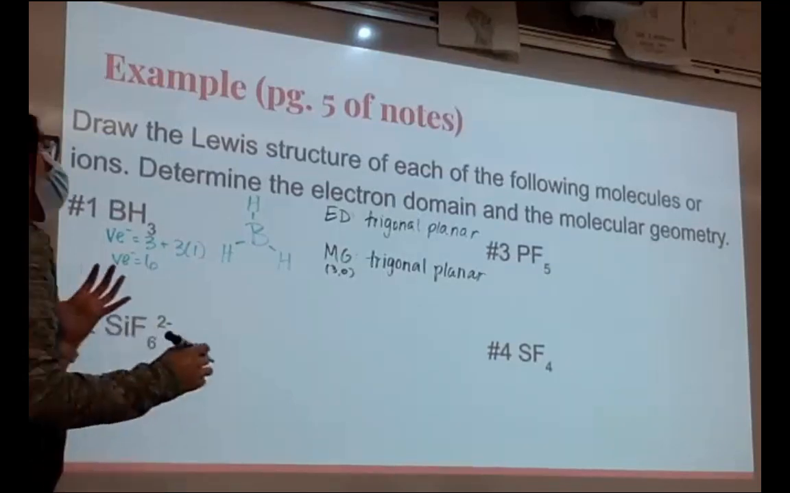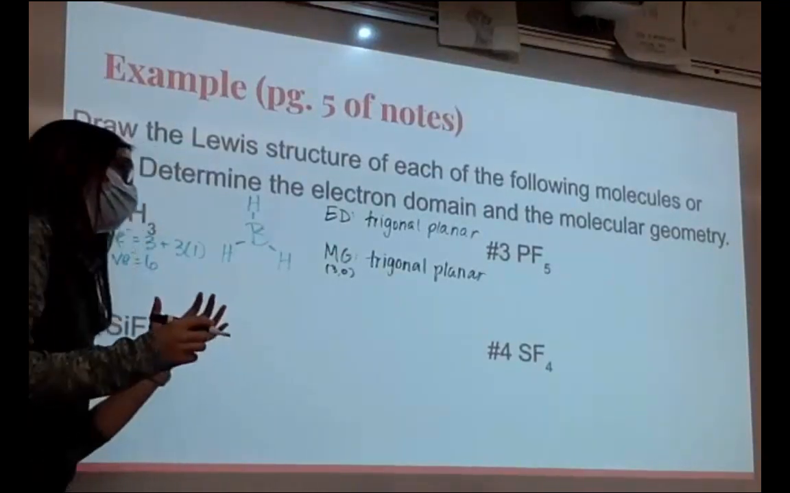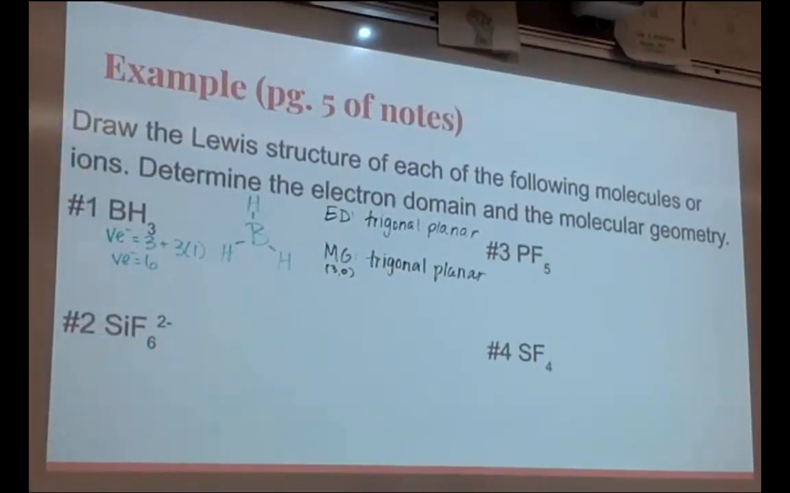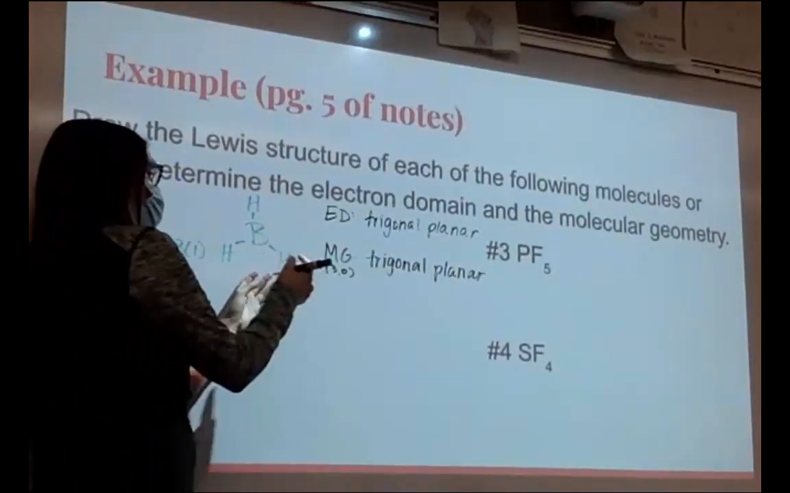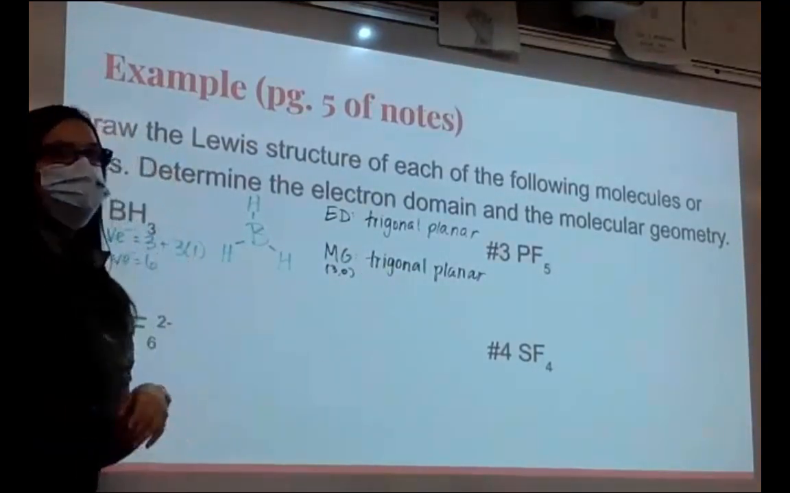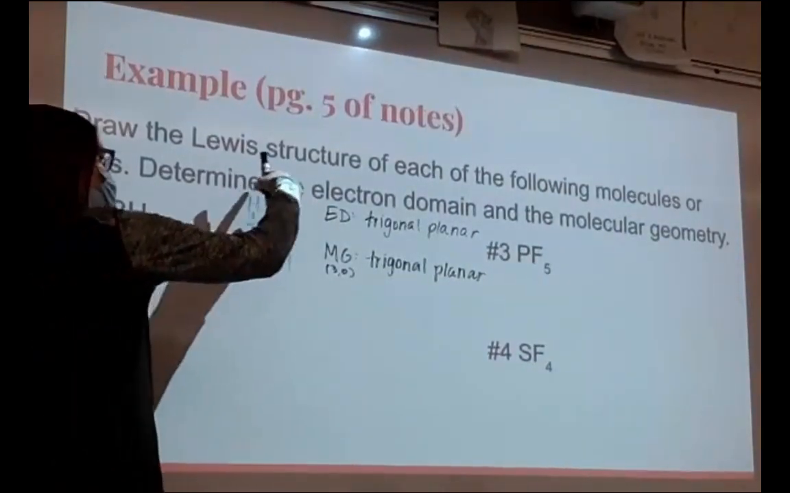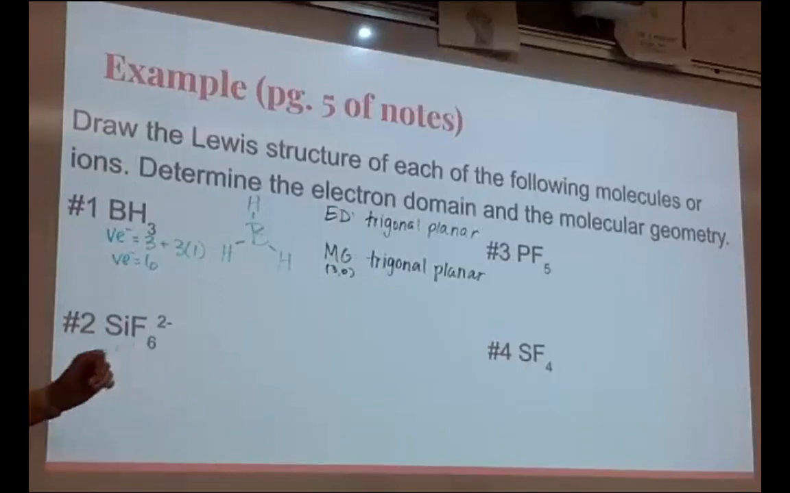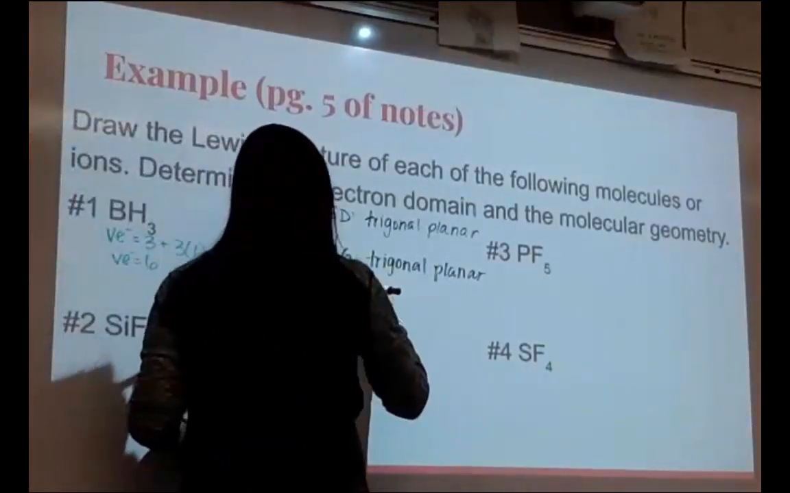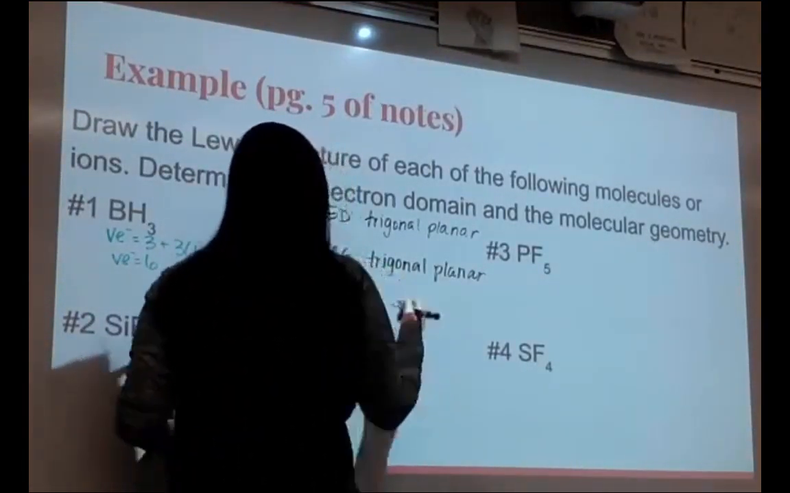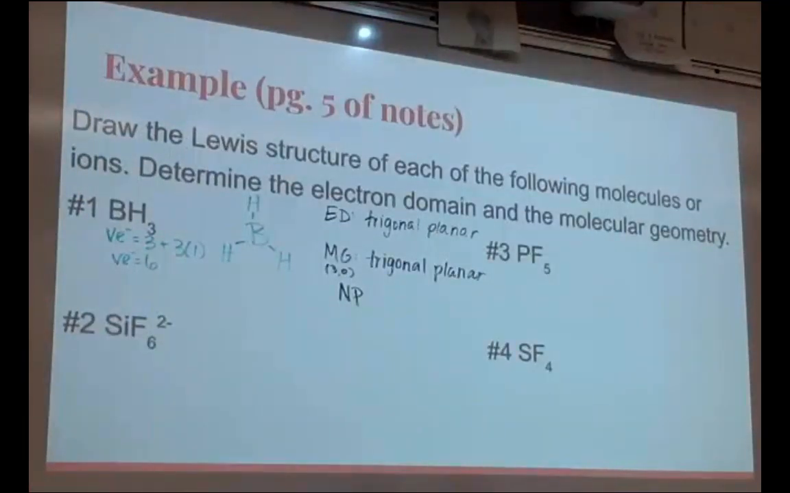Then we'll finally look at whether it's polar or not. When it comes to polarity, first you have to have polar bonds. None of these bonds are polar because boron and hydrogen are both not very electronegative. But if you have a fundamental shape and all of the terminal atoms are the same, it's nonpolar. I'm just going to put NP for nonpolar.